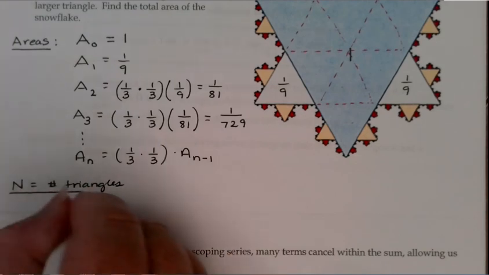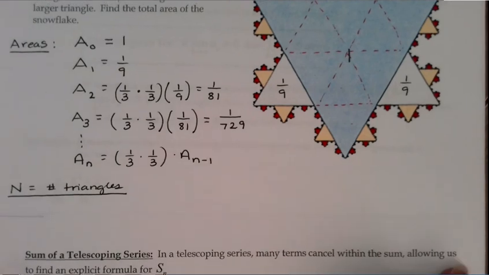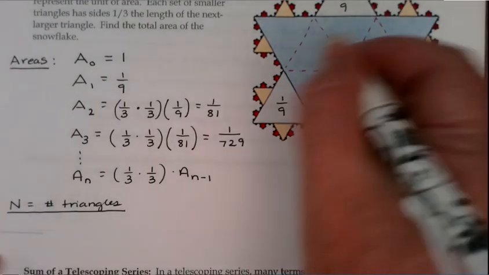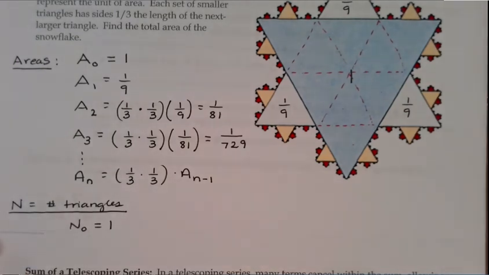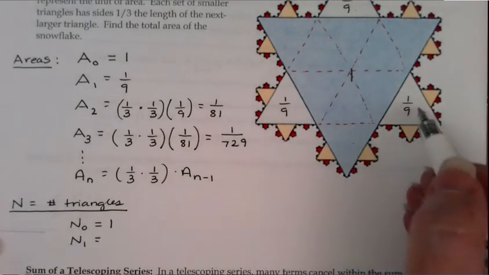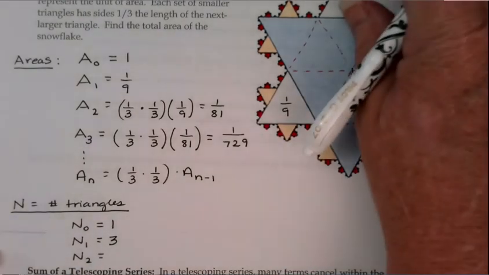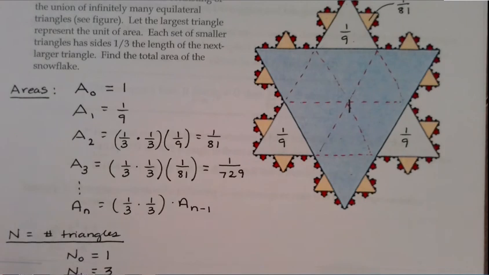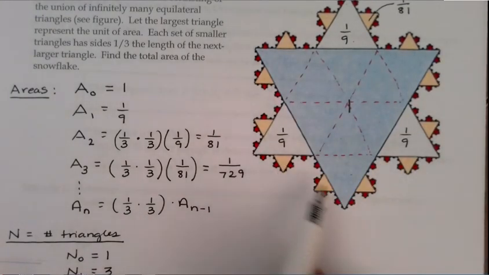Call that n. Let's see. For n sub 0, there's only one of the original triangles. For n sub 1, there were 3 of these. For n sub 2, we can actually still count at that point. The yellow ones: 1, 2, 3, 4, 5, 6, 7, 8, 9, 10, 11, 12.